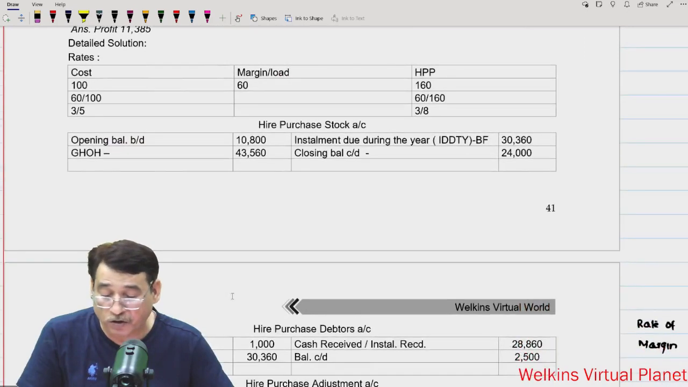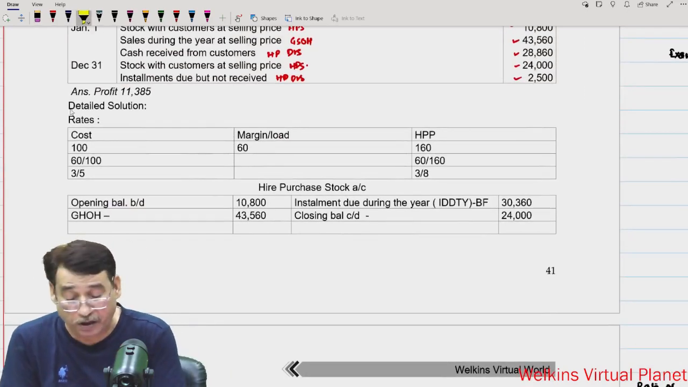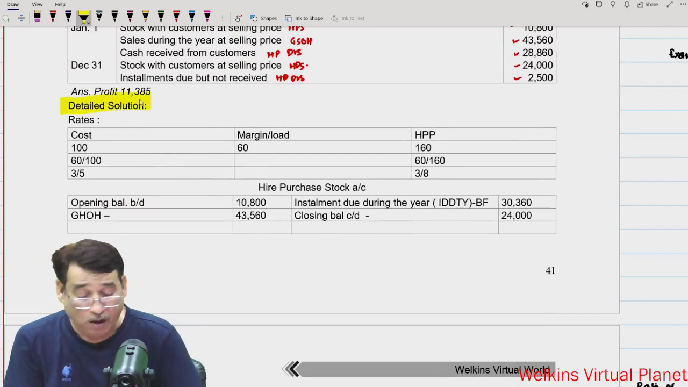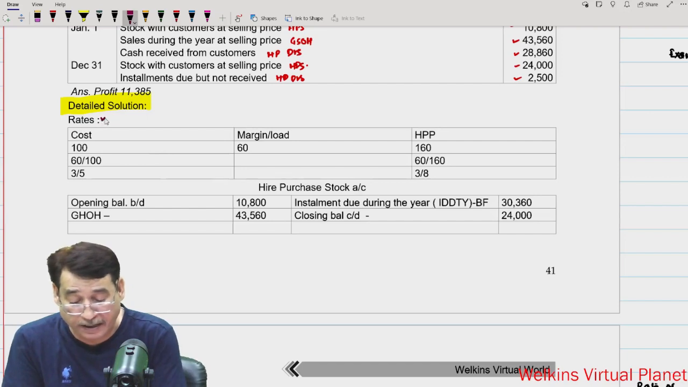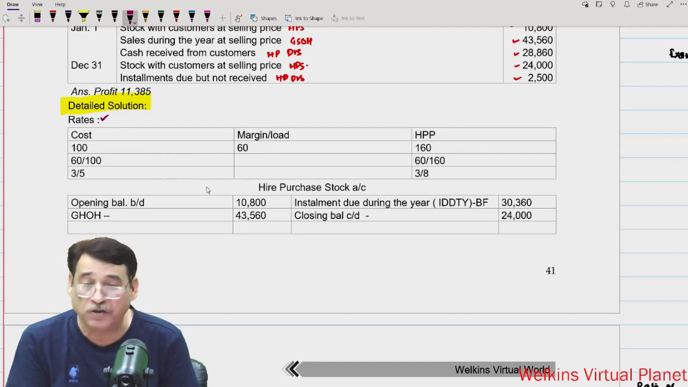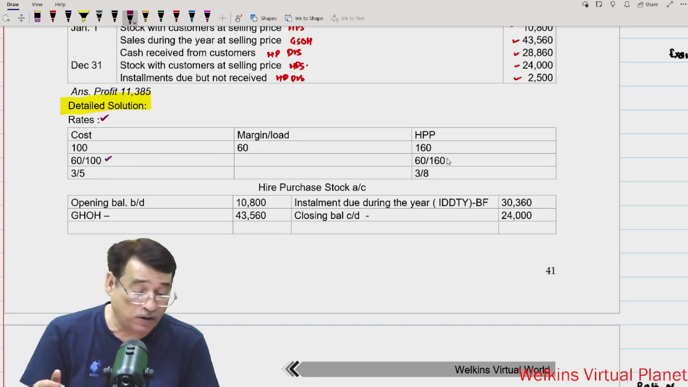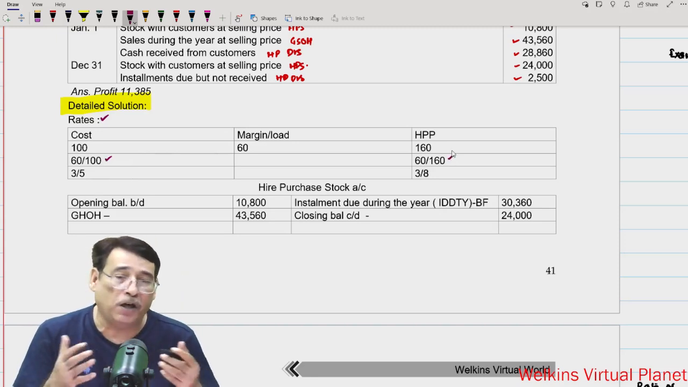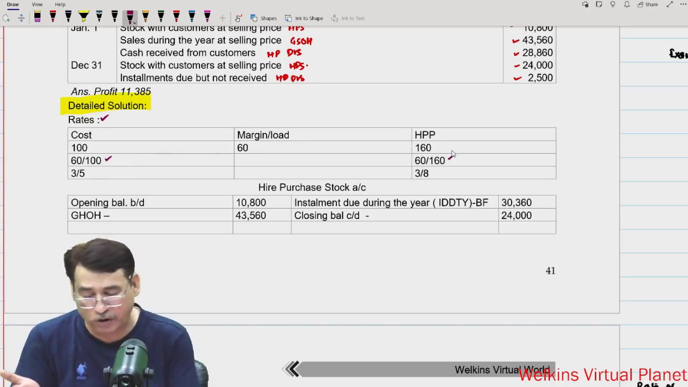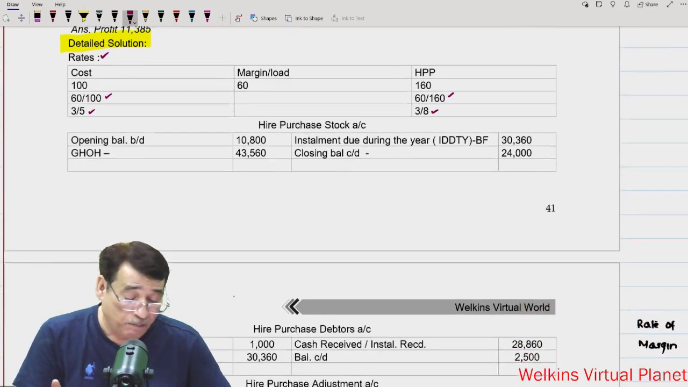Let's solve this question. First of all, your first target should be to compute the rates, as I normally do. First, you write the cost, margin. Margin is also known as load. Hire purchase price 160. So 60 by 100 will be the rate of profit on cost and 60 by 160 will be the rate of profit on hire purchase price. You can shorten them to 3 by 5 or 3 by 8, correct?